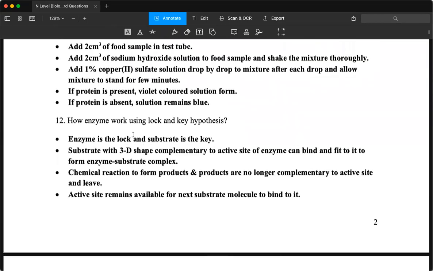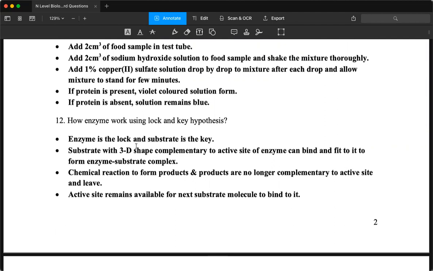How do enzymes work using the lock and key hypothesis? This question appears very frequently in the N-level examination paper. I would say at least two times in the past 10 years, at least. So let's go through this since it's quite important.